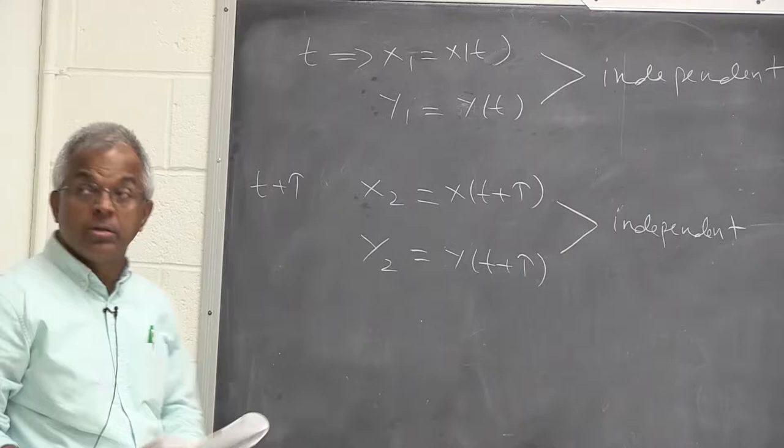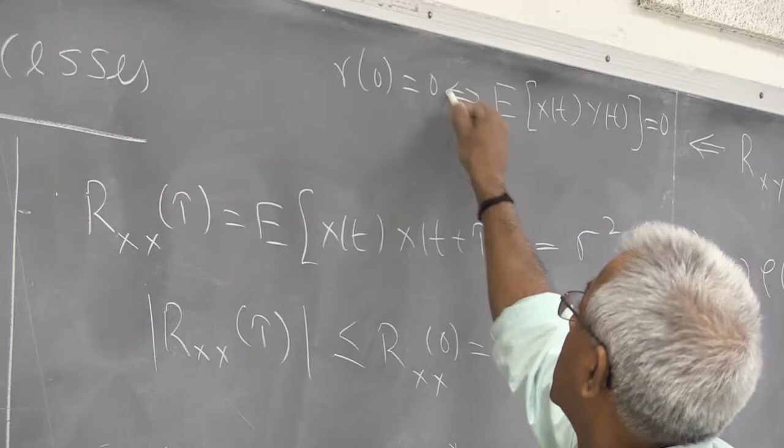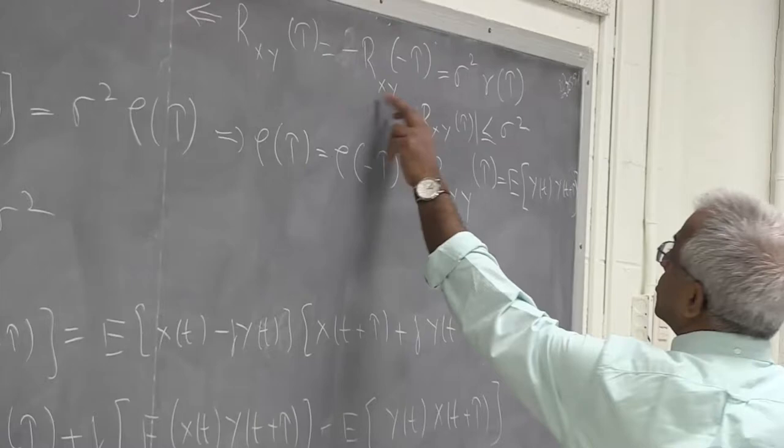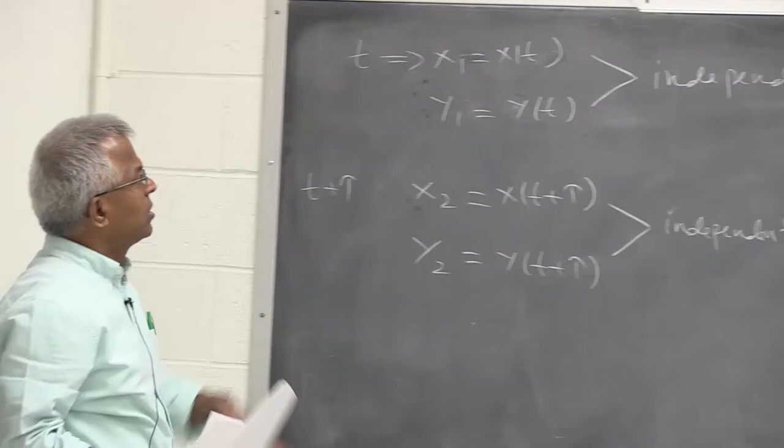From this odd property, we also have, of course, that R0 is 0. It's the same as this property. Remember, R is the normalized correlation between X and Y. What we are interested in is finding the joint density function of these four random variables.